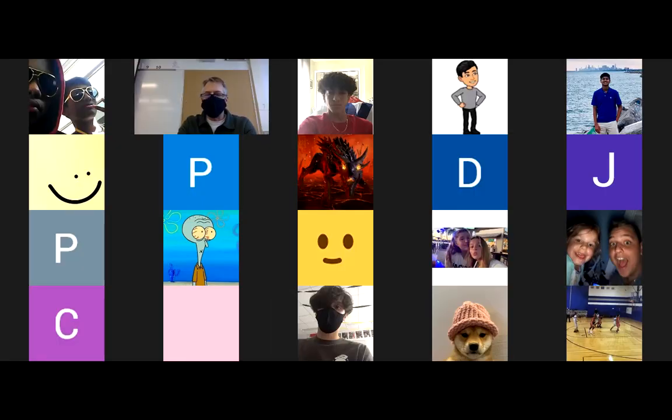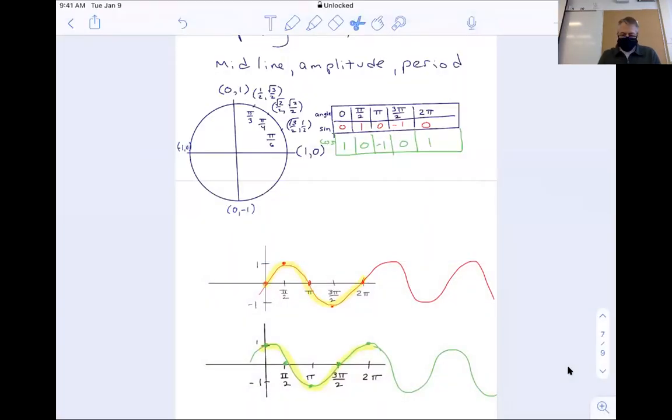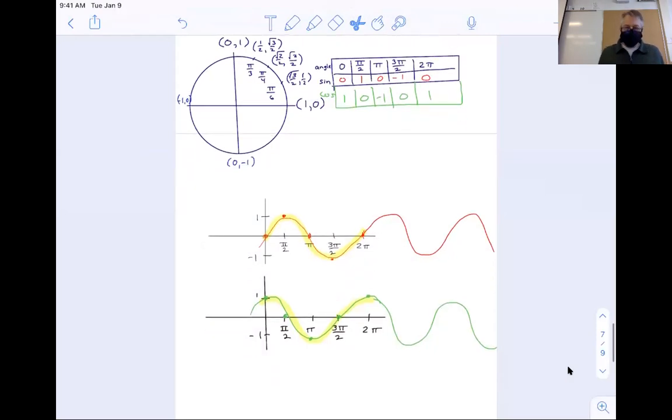All right, so it looks like we got some decent practice on the midline using the Khan Academy. So let's go back to our notes here and then talk about the amplitude. And we had a good question during the midline because the word amplitude came up. And so the amplitude can be described this way.